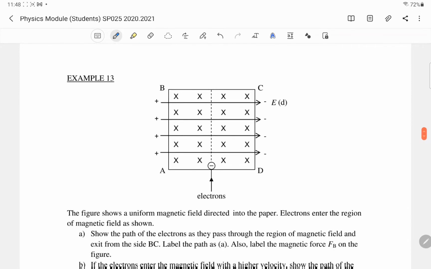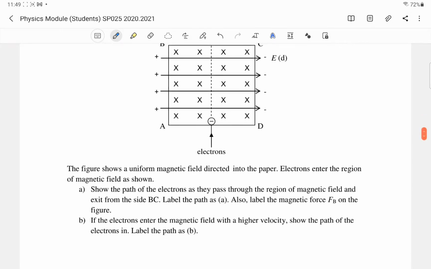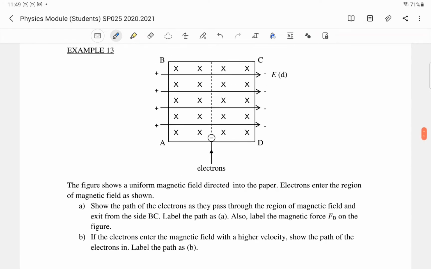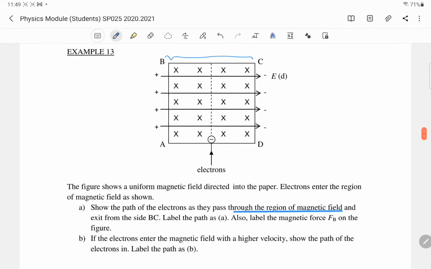Tengok soalan. Alright, so dia cakap apa? The figure shows a uniform magnetic field directed into the paper. Electron, okay, enters the region of the magnetic field as shown. Show the path of the electron as they pass through the region of magnetic field and exit from side BC. Okay, so exit area sini. Okay, label the path as A. Also label the magnetic force on the figure.